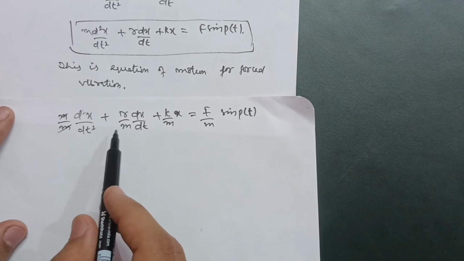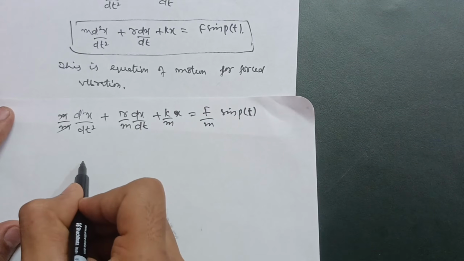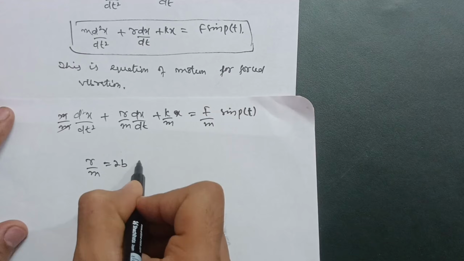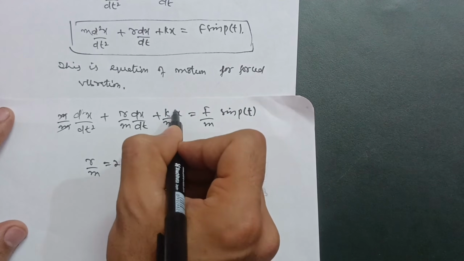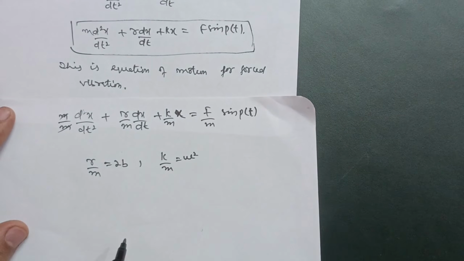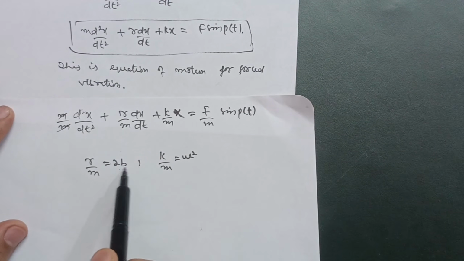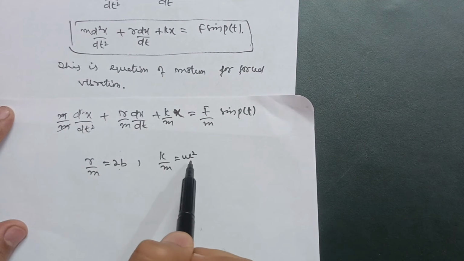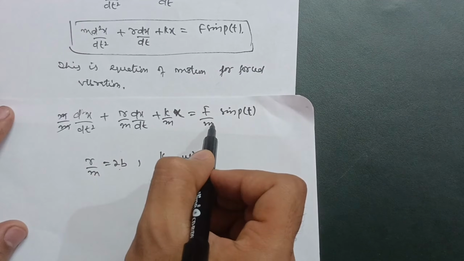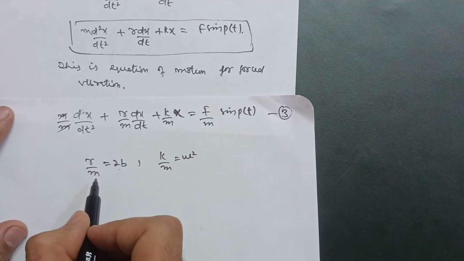So we get this equation where r by m is equal to 2b, and k by m is equal to omega square. As in the earlier lecture also I mentioned, you have to remember these two terms: r by m is always equal to 2b, and k by m is equal to omega square, that is the natural frequency.